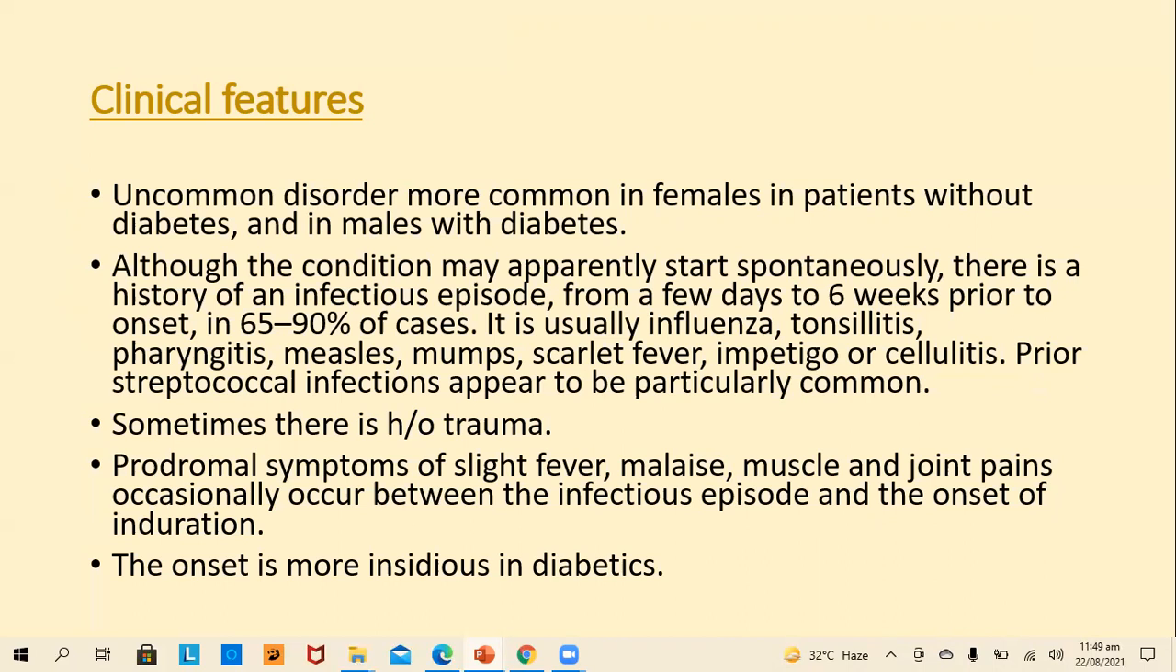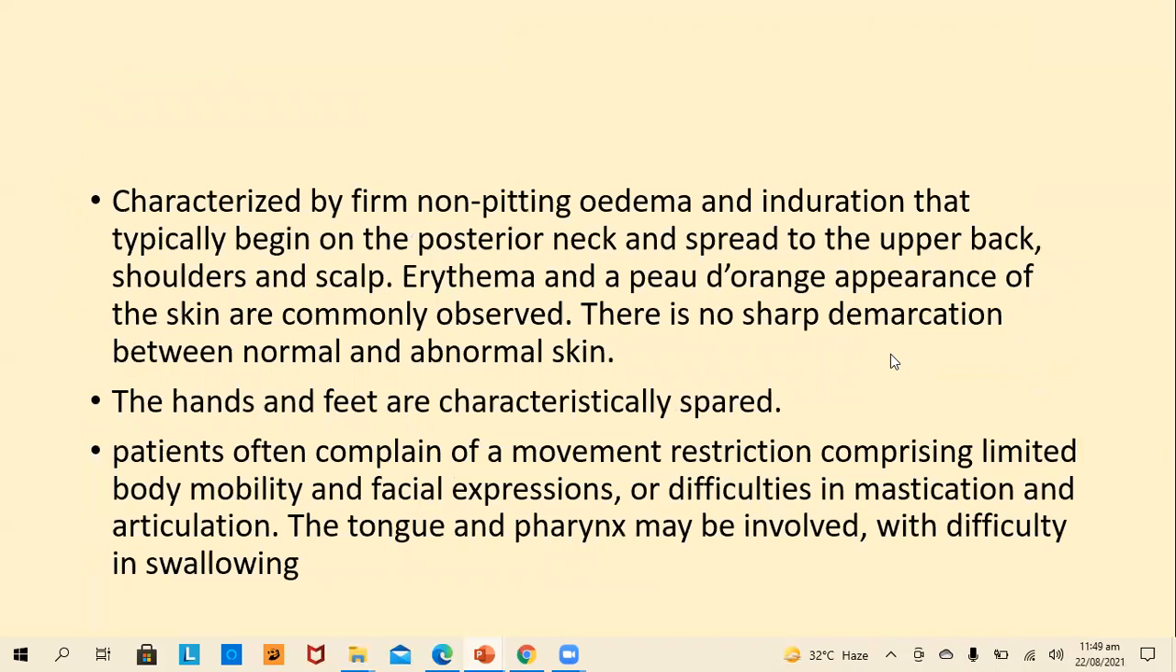Sometimes there is a history of trauma. The prodromal symptoms of slight fever, malaise, muscle and joint pains occasionally occur between the infectious episode and onset of induration. Onset is more insidious in diabetes. The disease is further characterized by firm non-pitting edema and induration that typically begins on the posterior neck, spreading to the upper back, shoulder, and scalp.